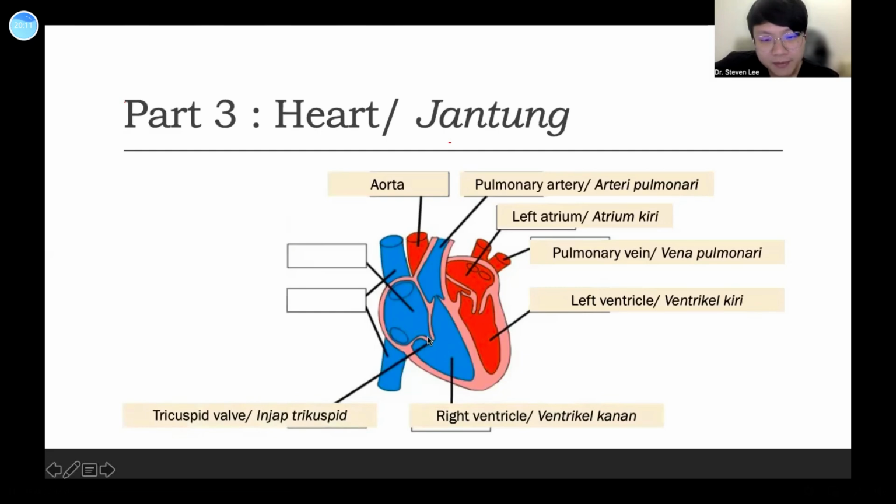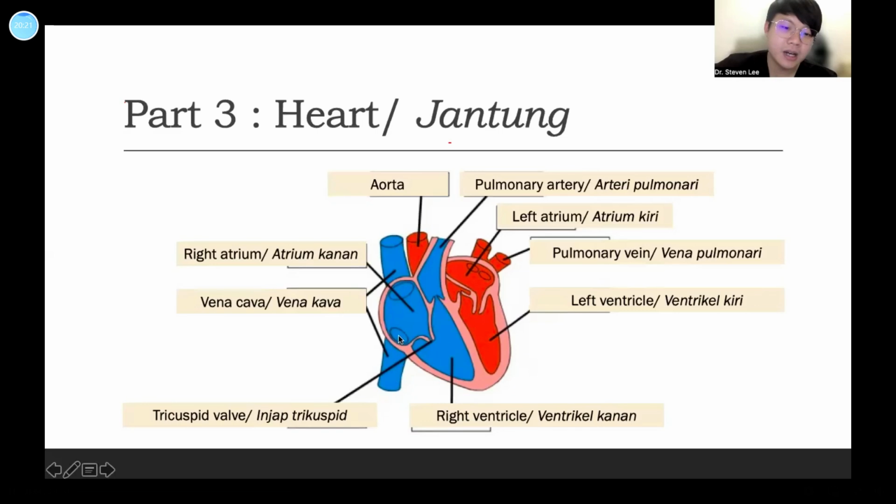This is your tricuspid valve. Later I'll show you how to remember it. It's pretty simple. The tricuspid valve is between your right atrium and your right ventricle. Your vena cava is these two: we have a superior vena cava and an inferior vena cava. The inferior brings blood from the lower part of the body, whatever is below your heart. This one brings blood from above your heart. This one is the bicuspid valve. Sorry, this is a typo. The bicuspid valve is in between the left atrium and the left ventricle.